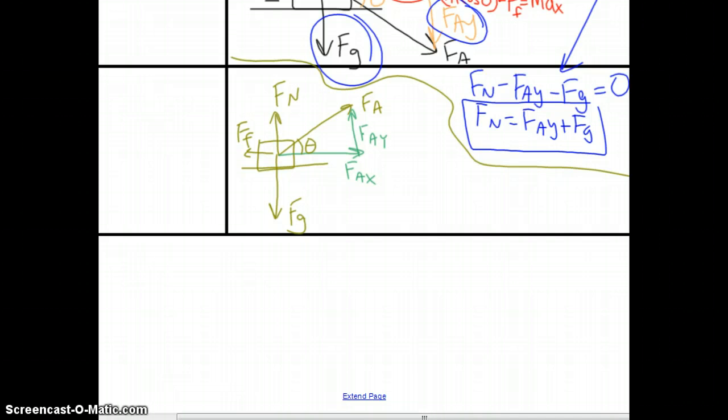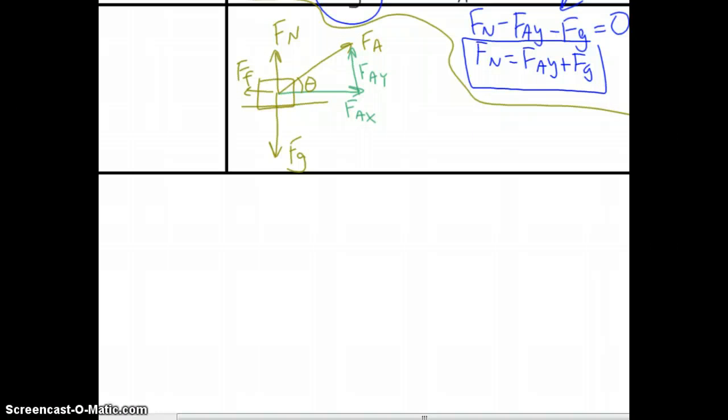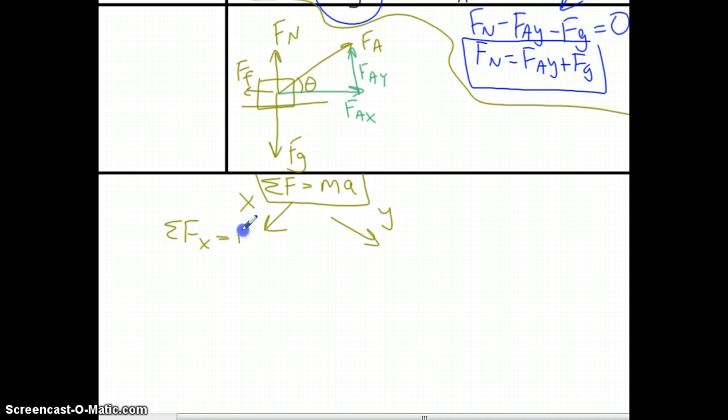So what are my equations? I'll write them down here. What do I have? Start here. X's, Y's. Net force X is MA of X. Net force Y is MA of Y. My A of Y is going to be 0. You guys, does this make sense or no? Not really.